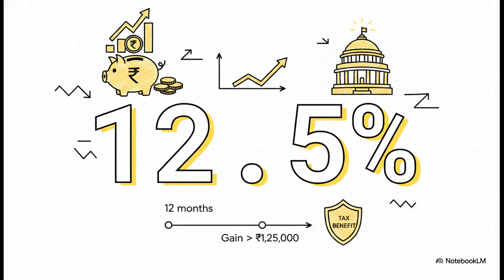And look, if you are patient, the government rewards you. Under Section 112A, the long-term capital gains rate for transferring listed equity shares where securities transaction tax has been paid is a very favorable 12.5%. Now keep in mind, this 12.5% rate applies only to the gains that exceed ₹1,25,000 in a given year. So holding on to those listed stocks for more than 12 months unlocks this highly concessional tax bracket. It's definitely worth the wait.